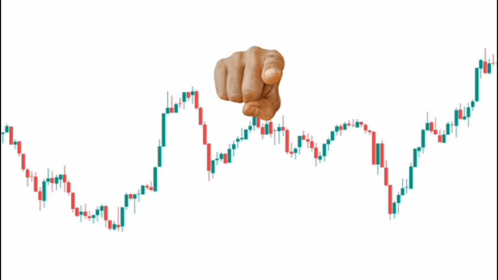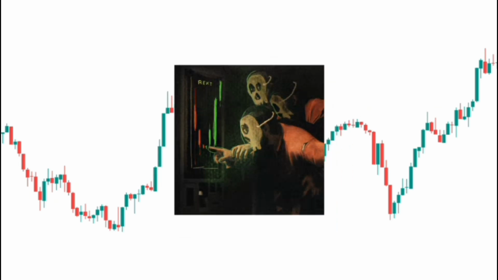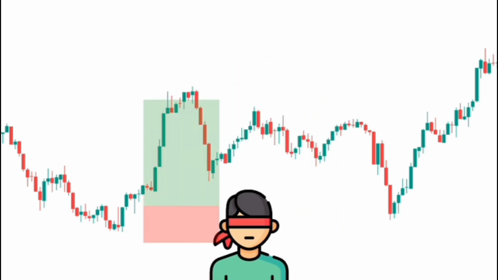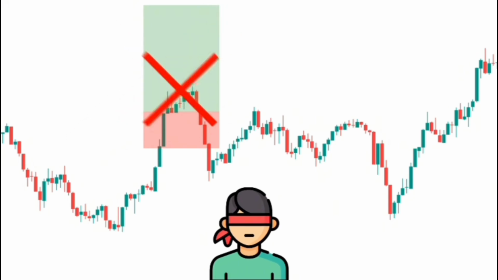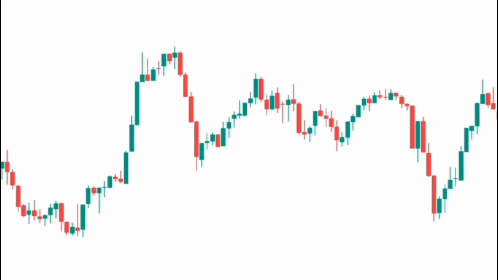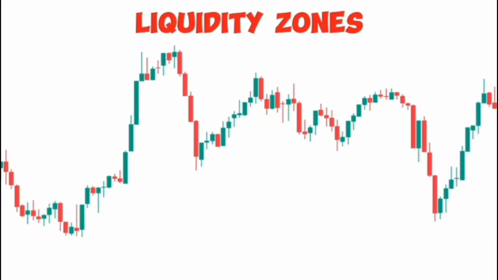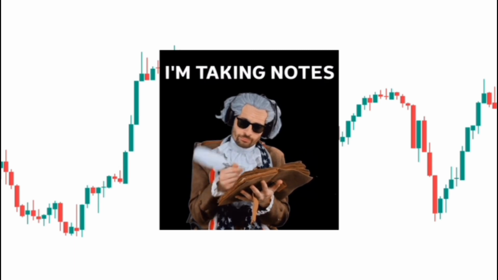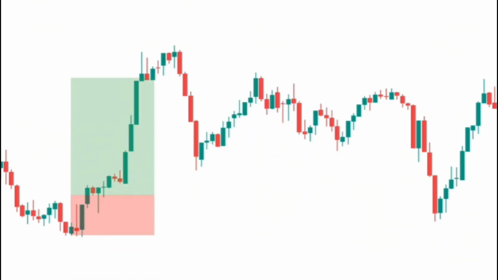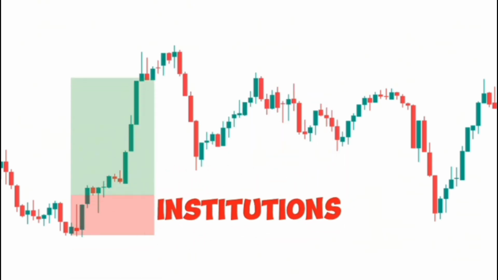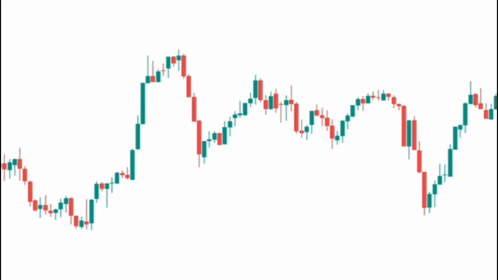Now think about this for a second. If you knew exactly where the biggest money in the market is hiding, would you still take trades randomly? Of course not. That's the biggest secret behind successful trading, liquidity zones. Once you learn how to identify them, you'll start entering trades in the same areas where institutional traders are positioning themselves. Now, let me show you on the chart exactly where liquidity is hiding.